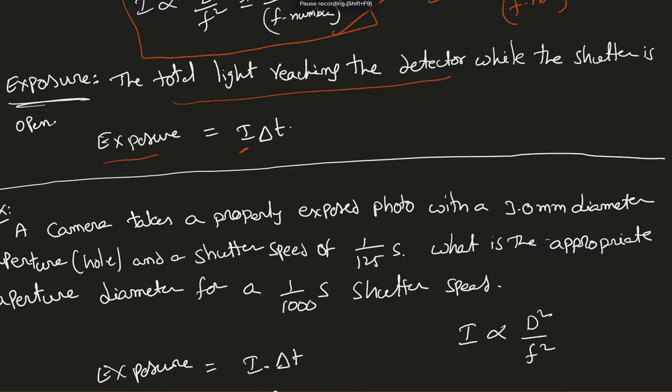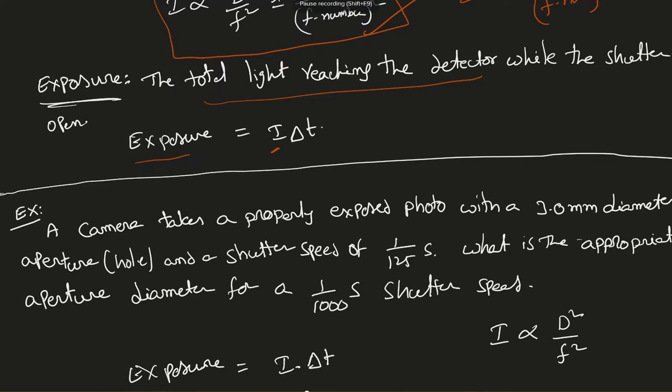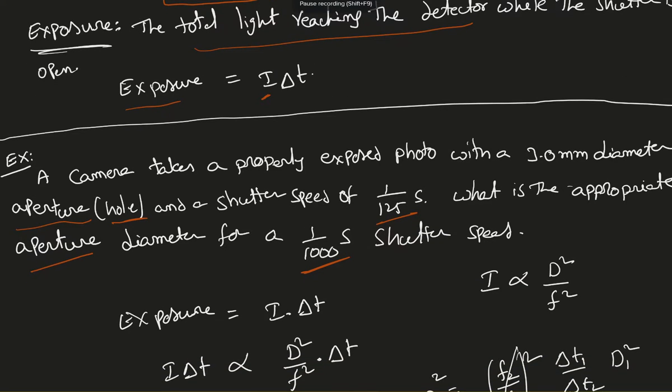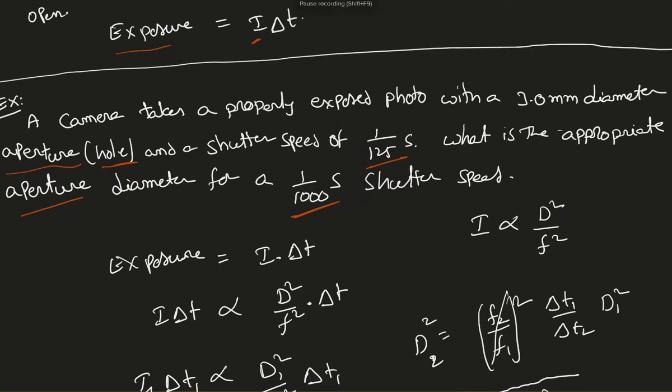A camera takes a properly exposed photo with a 3 mm diameter aperture, which is the hole, and a shutter speed of 1 over 125 seconds. The shutter speed, delta t, is given. What is the appropriate aperture diameter for a 1 over 1000 second shutter speed? So if the shutter speed is 1 over 1000 seconds, what will be the size of the hole? Basically, that's what is being asked.